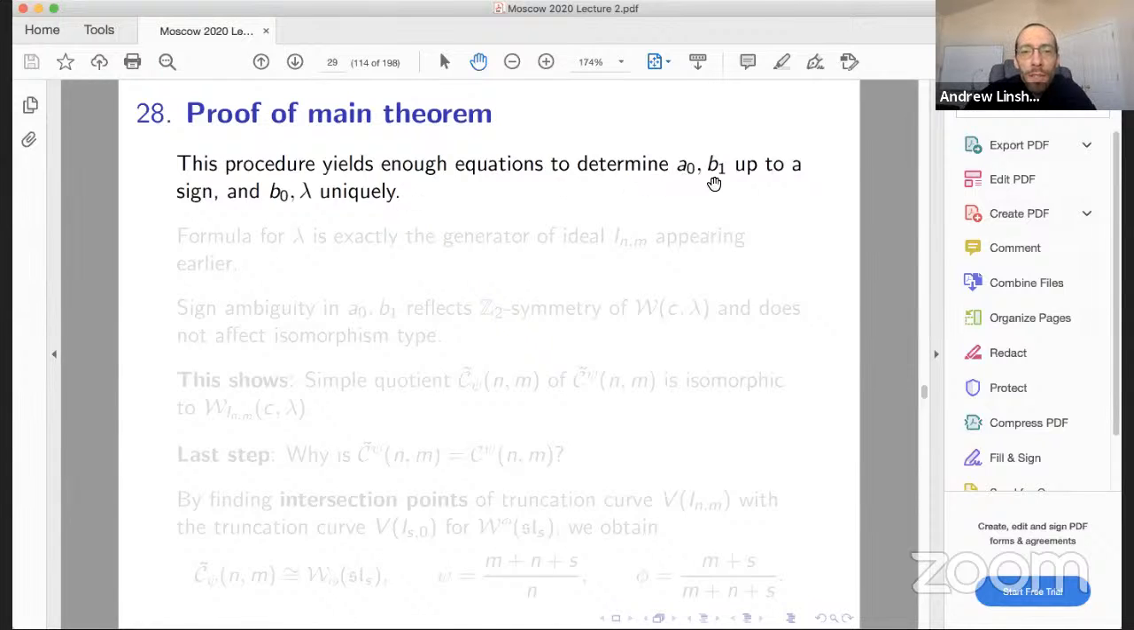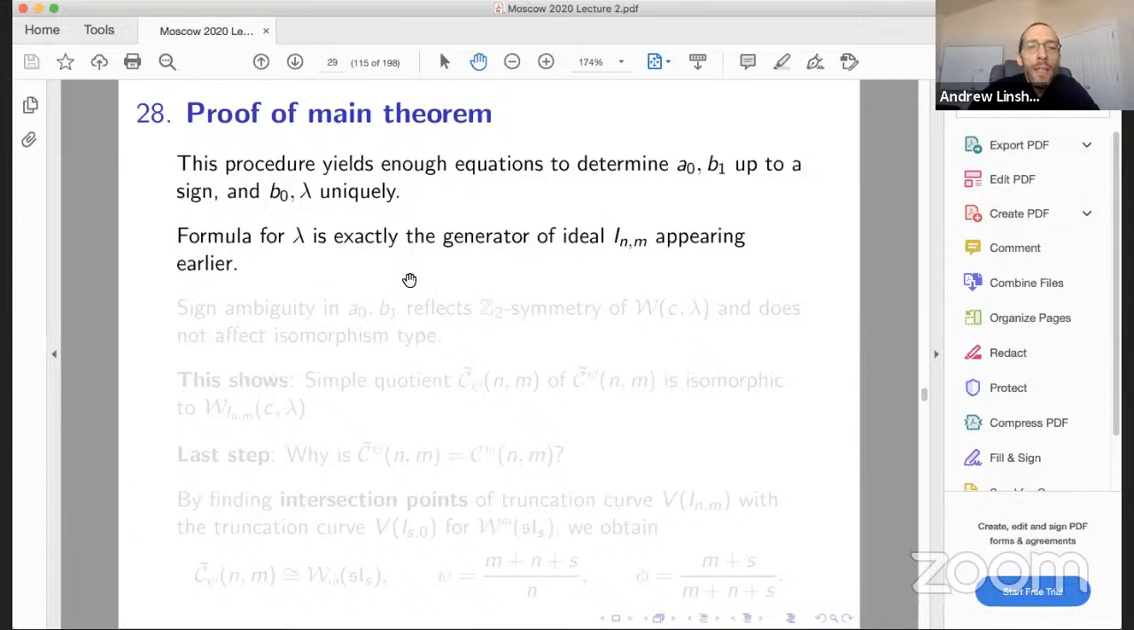Remember that the other A's, A1, A2, and A3, were determined in terms of A0. So the formula for lambda is exactly the one that I want. If I replace the central charge with the central charge for this algebra, then lambda will be expressed in terms of psi, n, and m. It's exactly this formula.